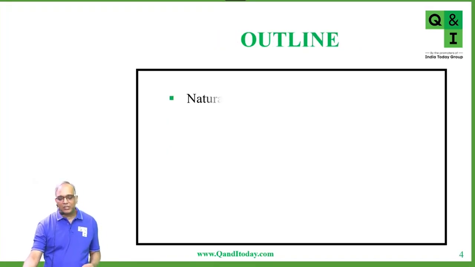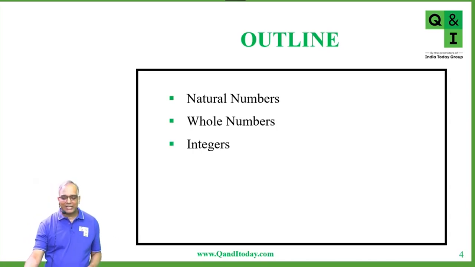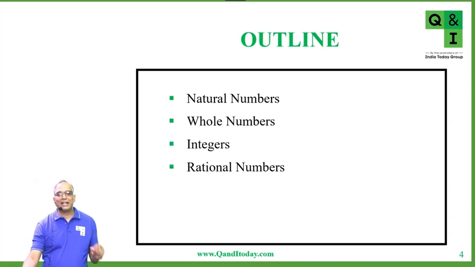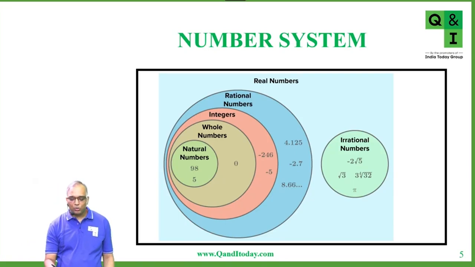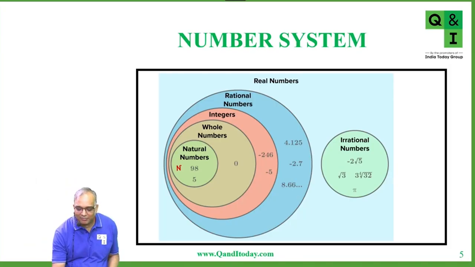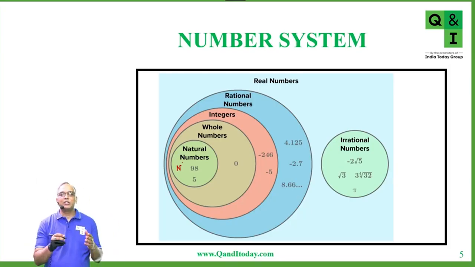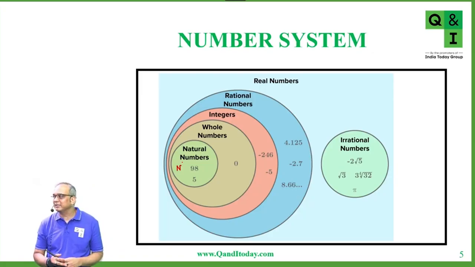Now, what we are going to cover today is what natural numbers are, what whole numbers are, what integers are, and what rational numbers are. So first of all, let's understand the number system. The smallest set is the natural numbers, right? All counting numbers are natural numbers, and we represent the natural numbers by capital N. Counting numbers starting from 1 up to infinity, for example 1, 2, 3, 4, up to infinity, are all natural numbers.